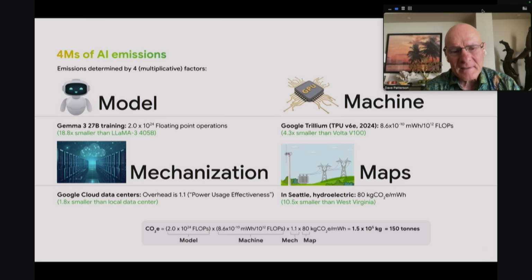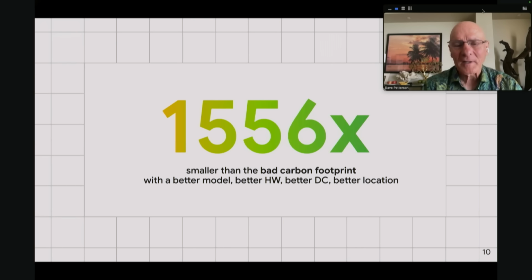Like I said, hyperscaler data centers are very efficient, with only like a 10% overhead. That's about a factor of 2. And then let's not use coal. Let's use hydroelectric power, which is a factor of 10 less carbon. When you multiply all those things together, by picking the 4 M's well, you can make it almost 1,600 times better than if you're not careful about the 4 M's. Okay, so that's just an example.